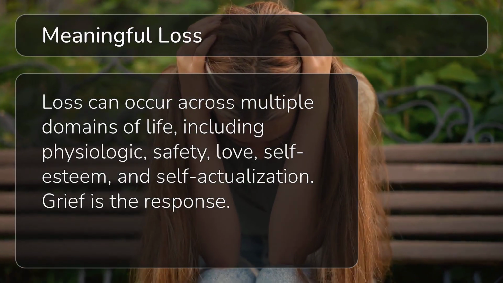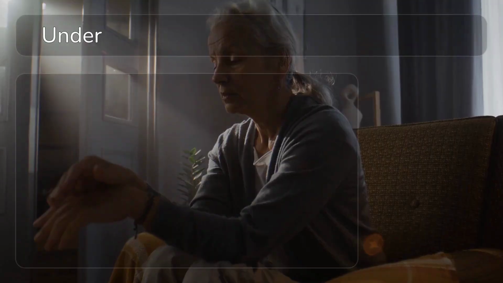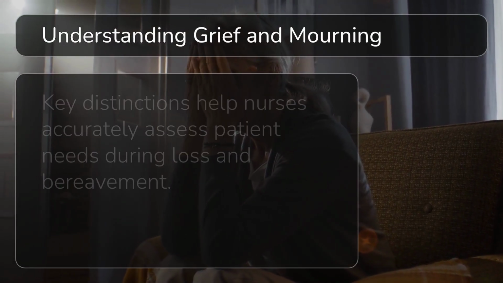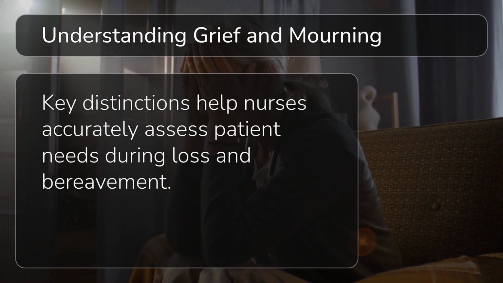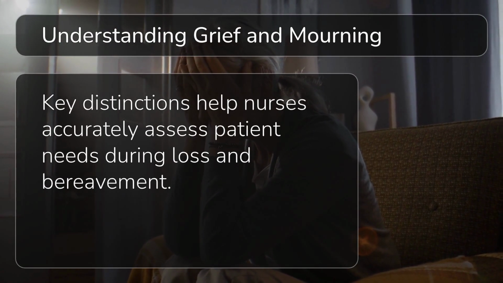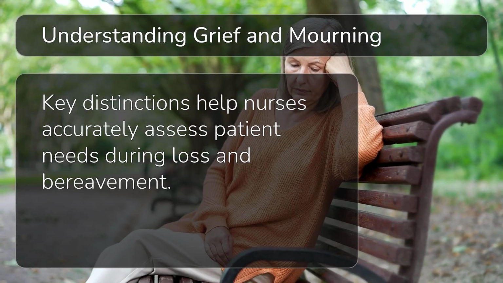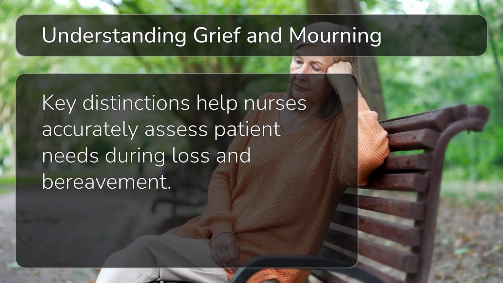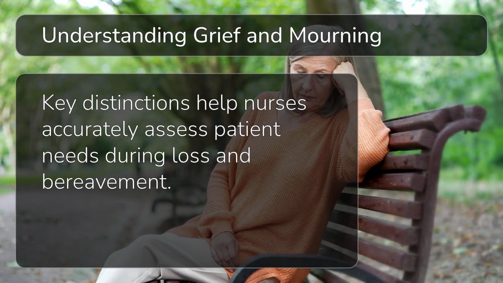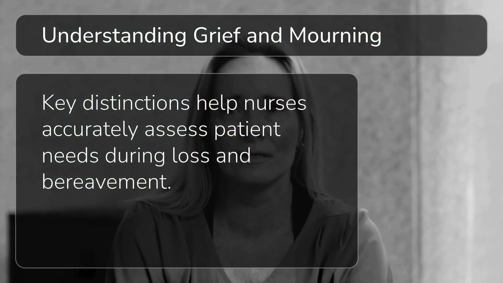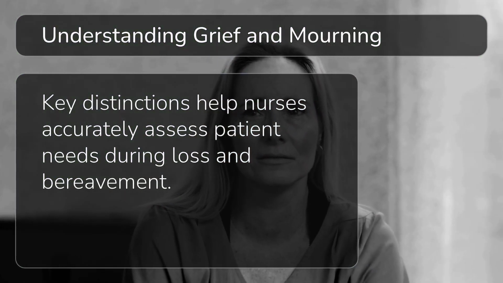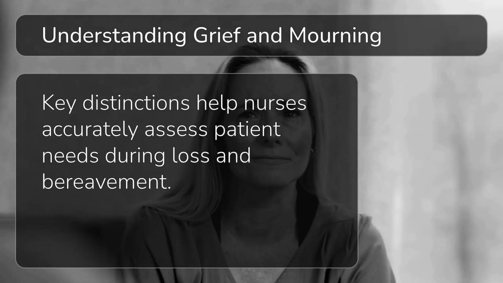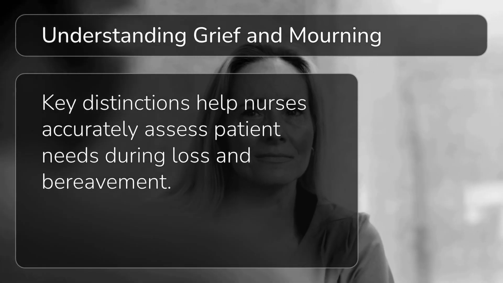Grief is the response to any meaningful loss. Grief is the internal, emotional response to loss. Mourning is the outward expression of grief shaped by culture and personal beliefs. Anticipatory grief occurs before an expected loss. Disenfranchised grief occurs when the loss is not socially recognized or supported. Understanding these distinctions helps nurses assess patient needs accurately.